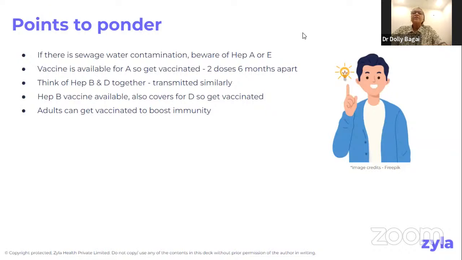Think of hepatitis B and D together. They are transmitted similarly. Hepatitis B's vaccine is available and it also gives you cross immunity against hepatitis D. So please get yourself vaccinated with the hepatitis B vaccine. And adults can get another extra dose to boost their immunity.